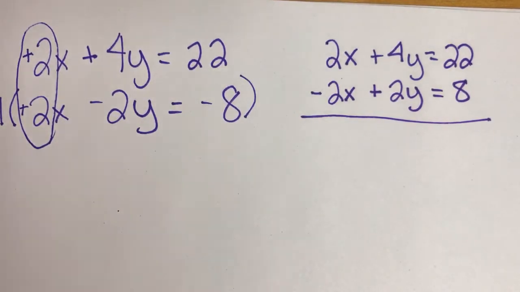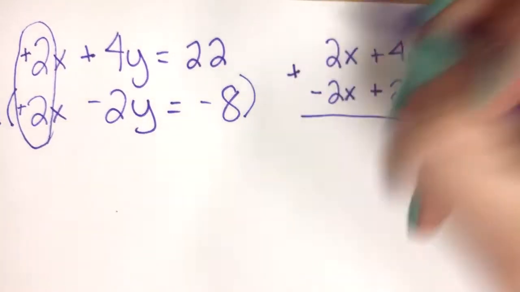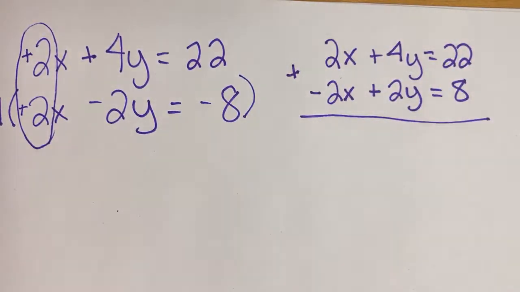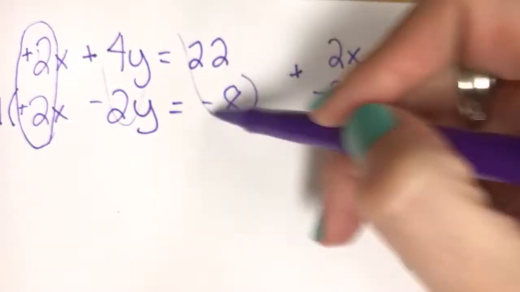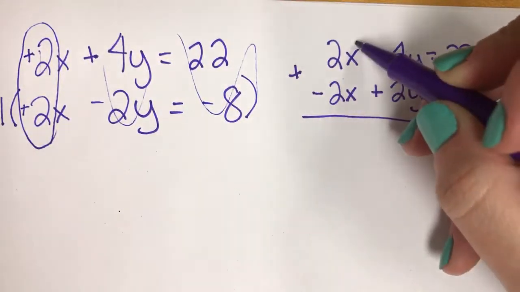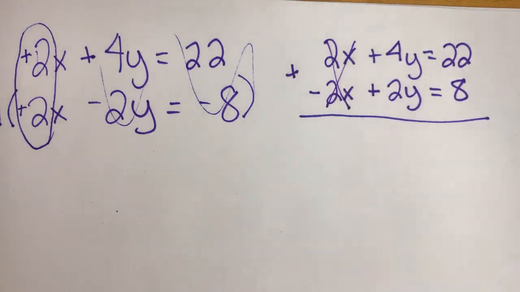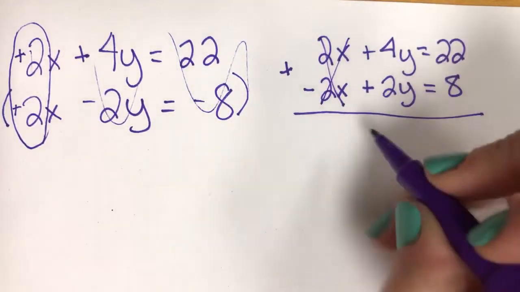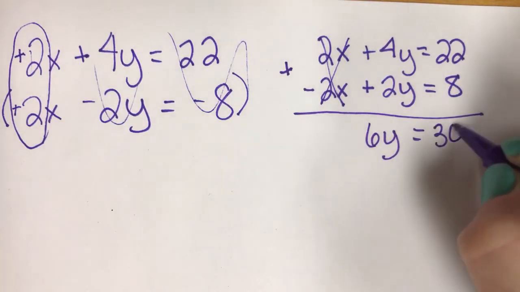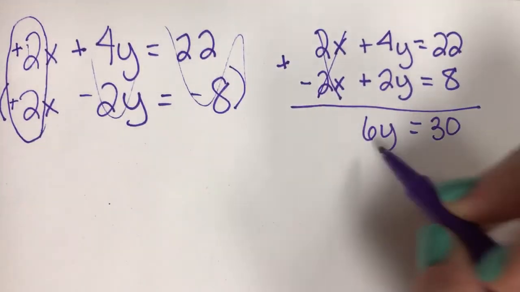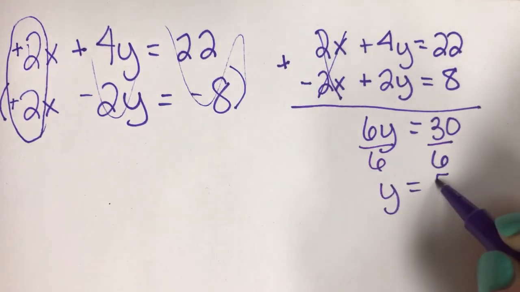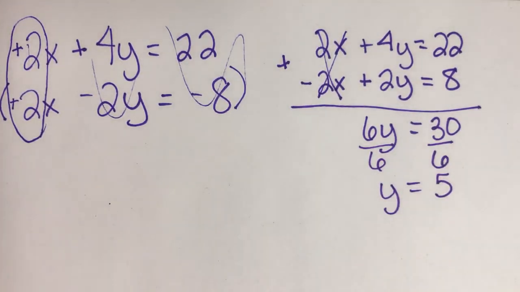Okay, and from this point, we have matching numbers in front of the x. One's positive and one's negative. So now we can ignore what we had over here and just add straight down. 2x plus -2x gives us 0. That cancels out, which is what we want to happen. 4y plus 2y gives us 6y. And 22 plus 8 gives us 30. Now we have a one-step equation that we are able to solve. And we get y equals 5.